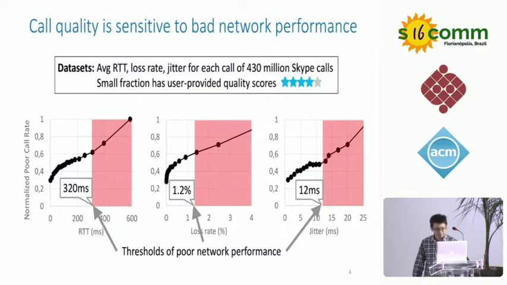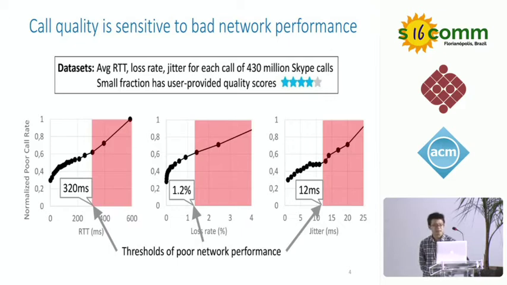So how do we make this case? Well, we use a data set of 430 million Skype calls where we keep the average latency, average packet loss rate, and average jitter for each call. Also, we randomly surveyed a small set of users and got their quality scores. Now, the quality score is in 1 to 5 stars, and below 2 stars means the quality is bad. Now, our first step is to build a correlation between network performance and call quality. In other words, does network performance matter for call quality? Now, we answer that by focusing on the calls for which we have both network performance and call quality score.